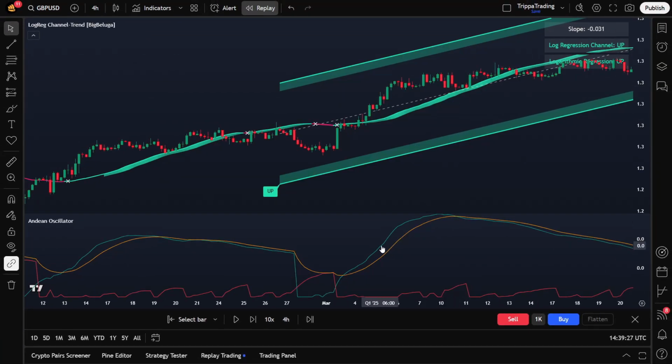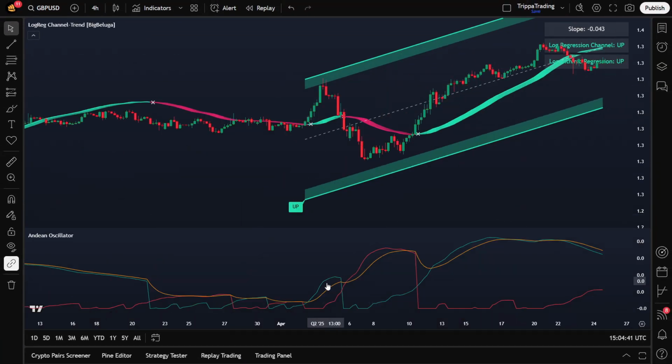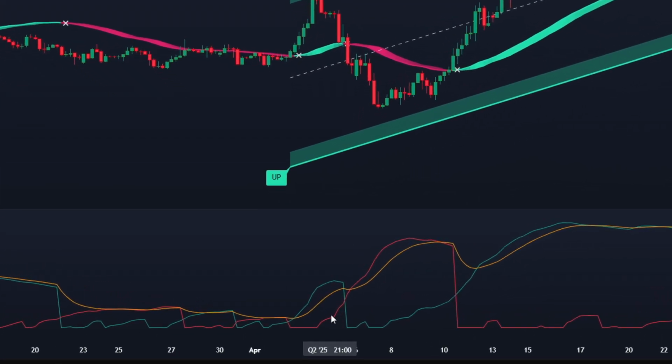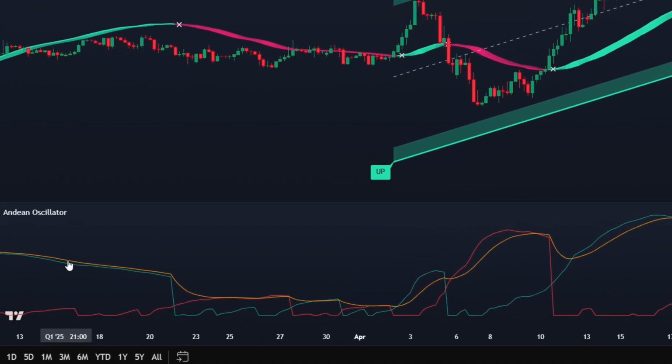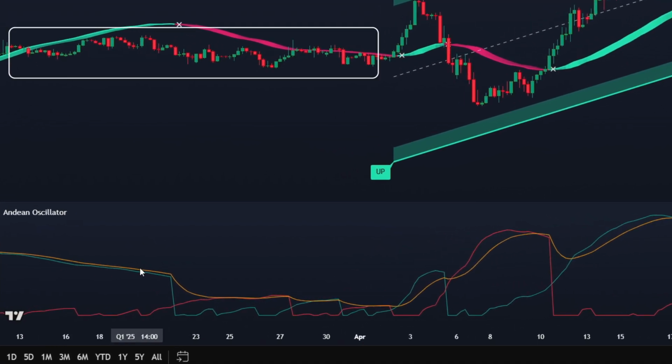This is how it looks on the trading chart. What it does is filter out flat market conditions using three lines: green, red, and orange. When the orange line is above the green and red, it signals a flat, choppy market.